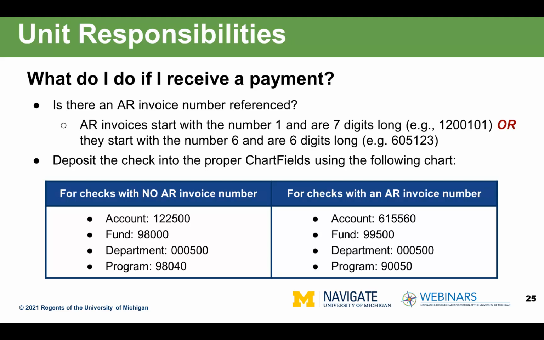For the first one, if there is no AR invoice, and an AR invoice starts with a 1 if it's a sponsored billing, and a 6 if it's a general billing, if there's no AR invoice identified on that payment or any of the supporting documentation, we ask that you deposit it, per our internal control guidelines, to the account in the check field listed here, which is our unallocated account. Once that check is deposited into this account, the services team will actively work to research it and try to identify the appropriate location.